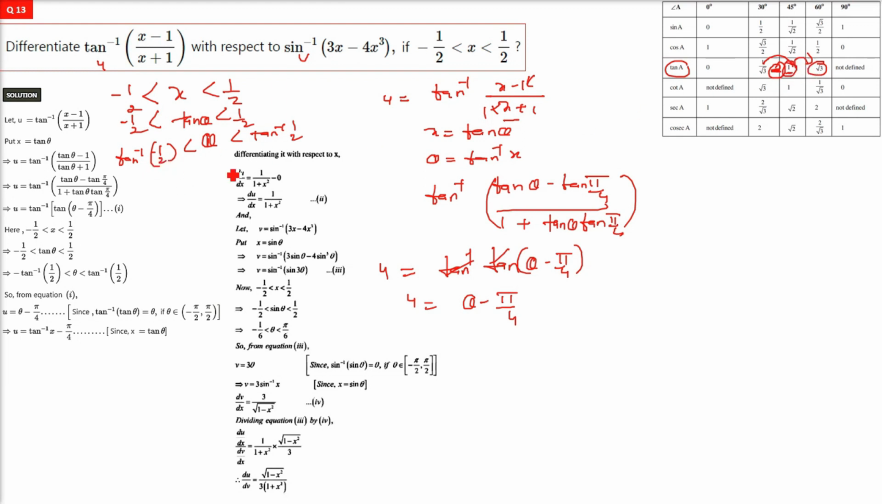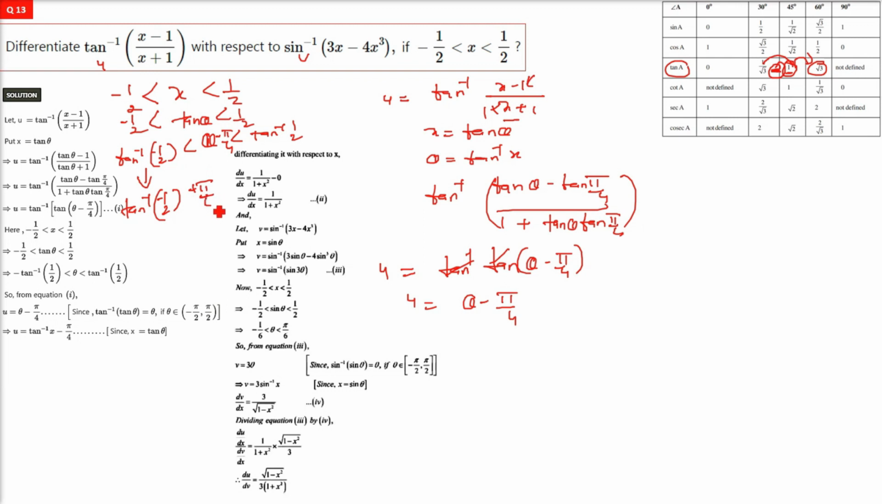You can finally cancel tan and tan inverse, which we have already done. Okay. So one more thing you have to do. Minus pi by 4 also you have to do. So tan inverse minus half minus pi by 4. When you do minus pi by 4, you have to minus.